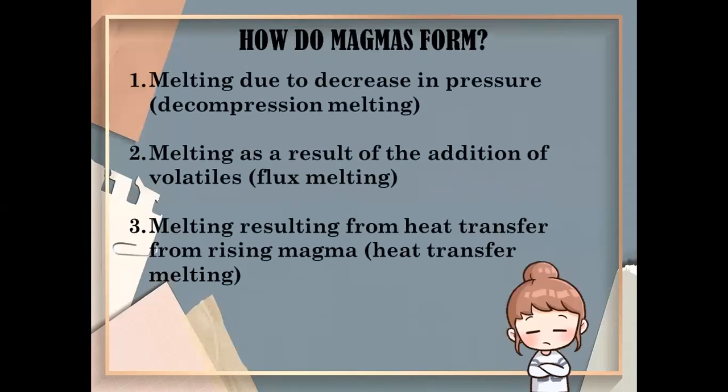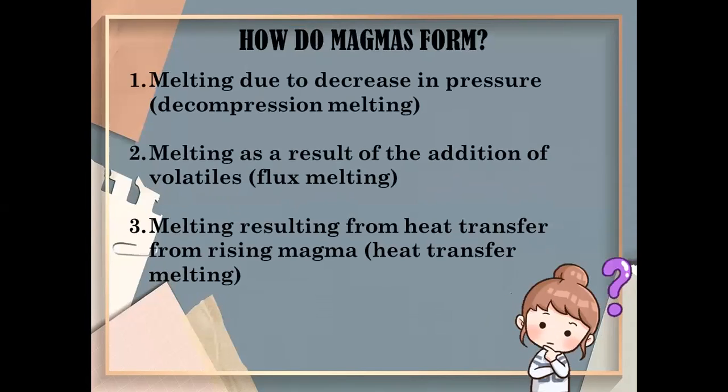So how do magmas form? So, number 1 is melting due to decrease in pressure, or the decompression melting. So, the decrease in pressure affecting a hot mantle rock at a constant temperature permits melting, forming a magma.